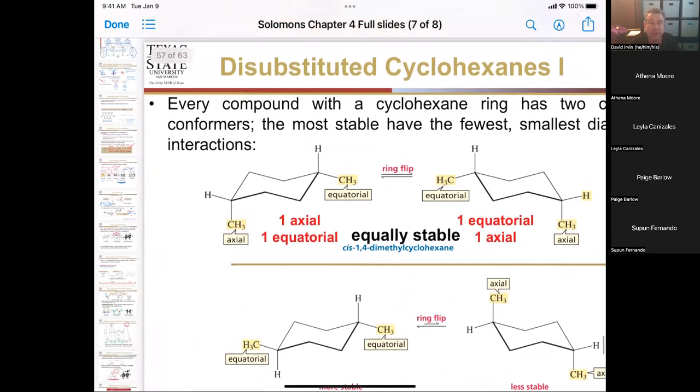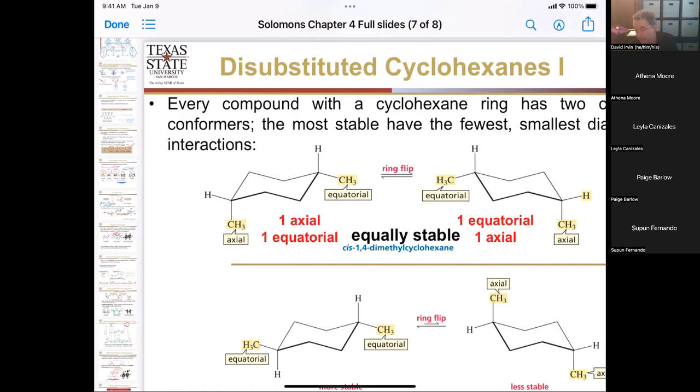Okay, so what if we have two things on our cyclohexane? Well, if they are the same size, then we have to worry about whether or not the particular isomer we have is going to allow us to have them both in one position or the other. So let's go back to remembering what a cis and trans isomer is for a ring. Remember, a cis isomer has both substituents on the same side of the ring. A trans isomer has them on opposite sides of the ring.